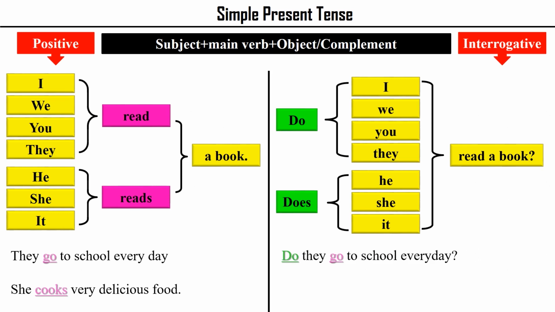Do they go to school every day? This is the interrogative form of they go to school every day. If we want to ask a question, we say, do they go to school every day? Do is the helping verb, plus subject they, plus main verb go, plus complement school. Or, does she cook very delicious food? Does is the helping verb, she is the subject, cook is the main verb, and very delicious food is the object of the sentence. Does she cook very delicious food? Etc.